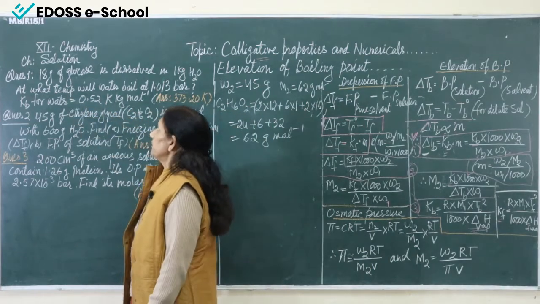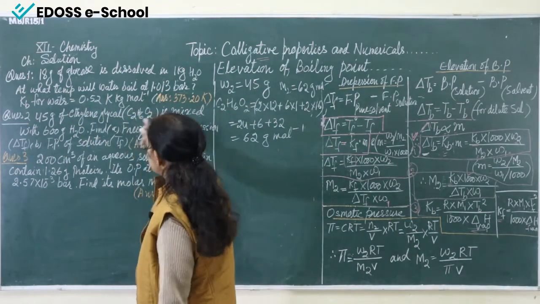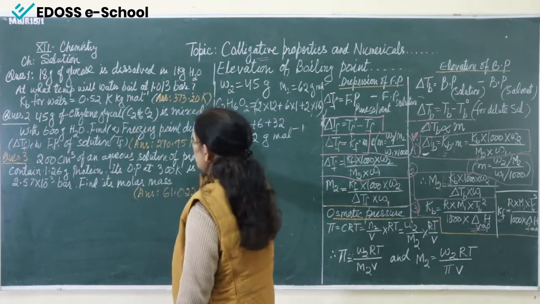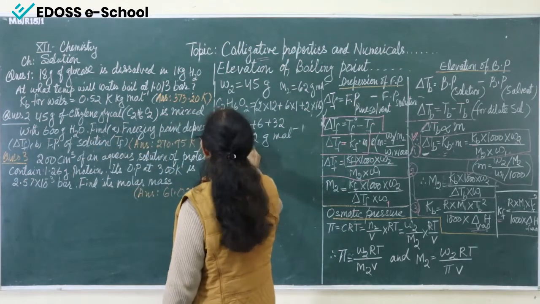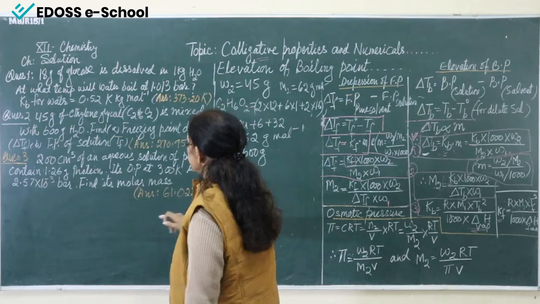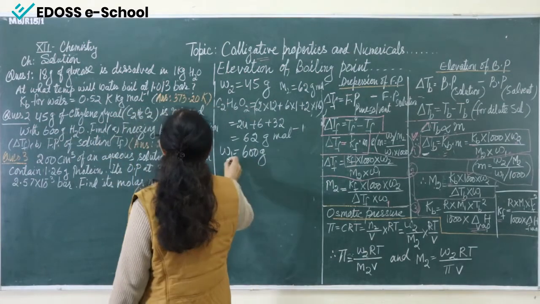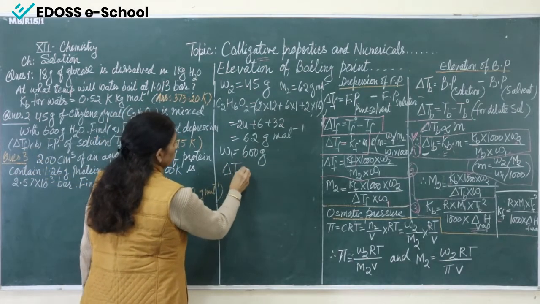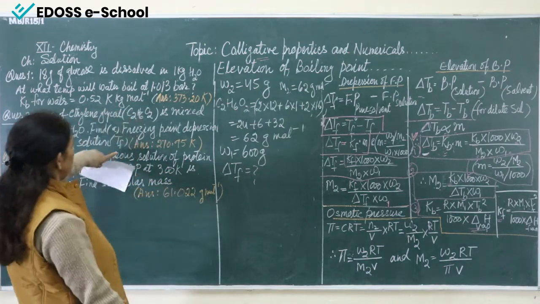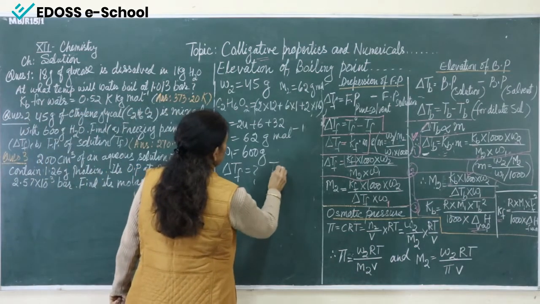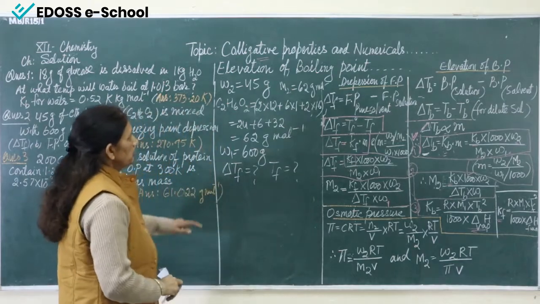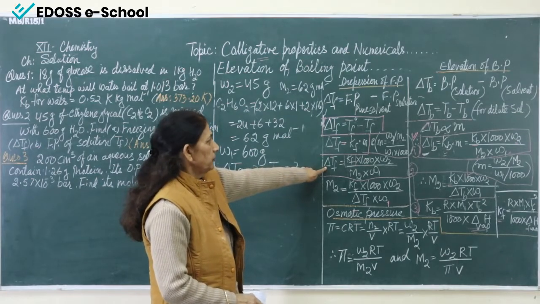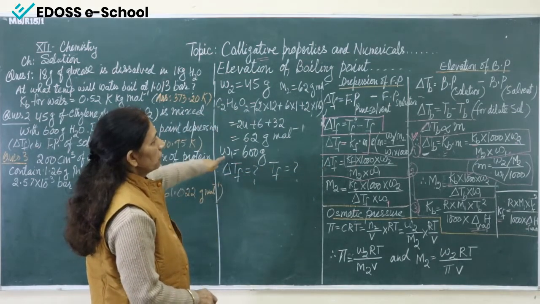Now, it is mixed with 600 gram water. So 600 gram is W1, because this is water. So W1 is given to you, 600 gram. What we have to find, I have already made clear: delta Tf and Tf. Now the same formula we will put here, this is for delta Tf.